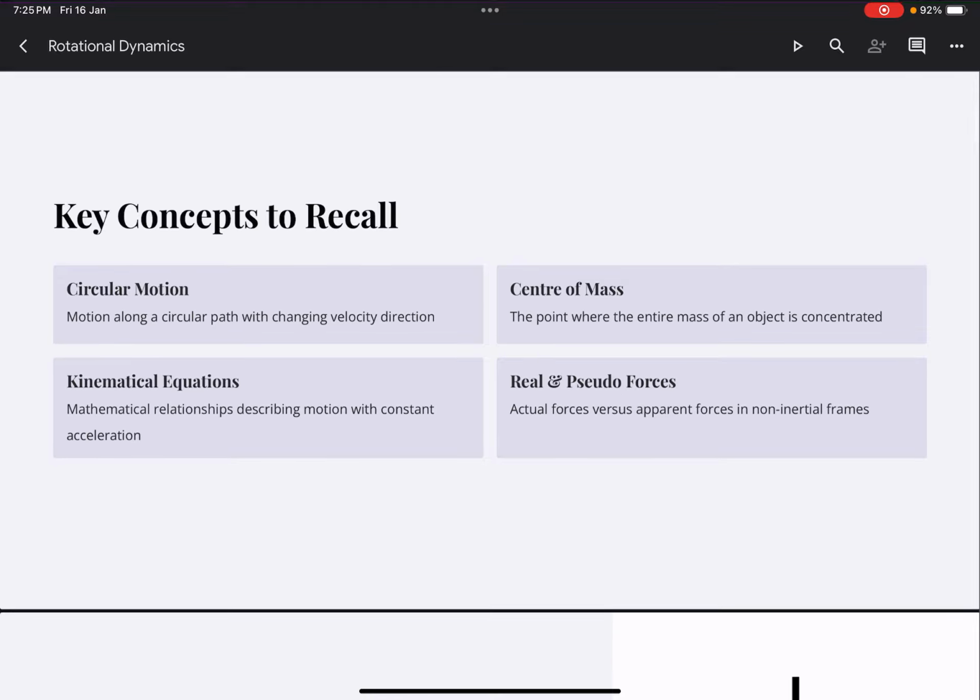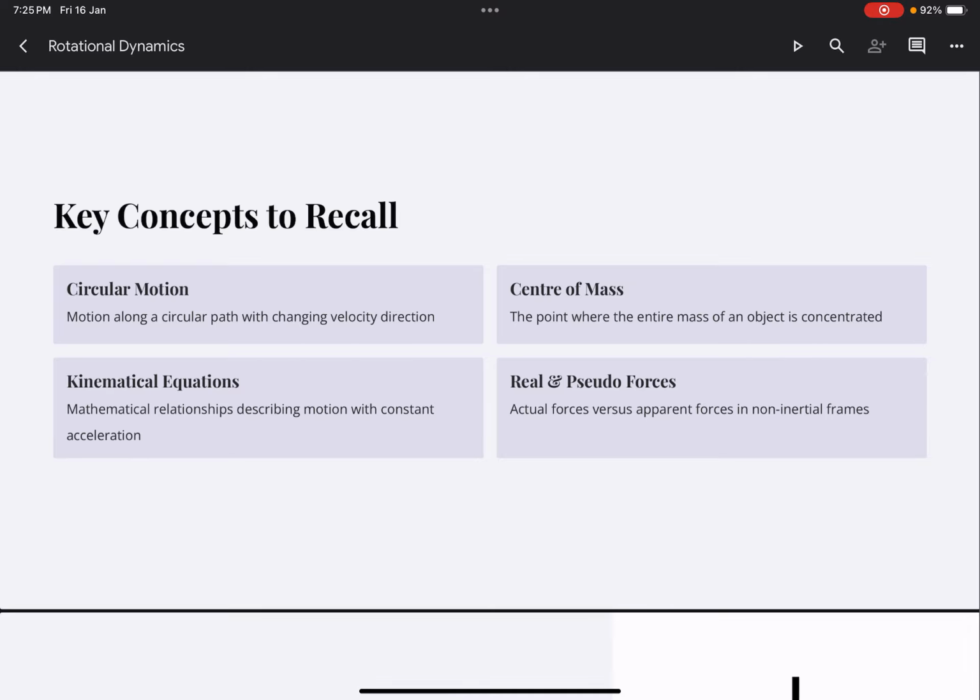The key concepts which you might recall from our earlier classes are circular motion, wherein the motion is along a circular path, but the velocity changes since the direction changes, and the speed might also change. Another important concept was the center of mass, wherein we assume that the entire mass of an object is concentrated at a fictitious point, and that point is called the center of mass.